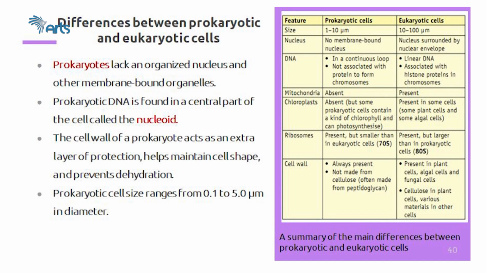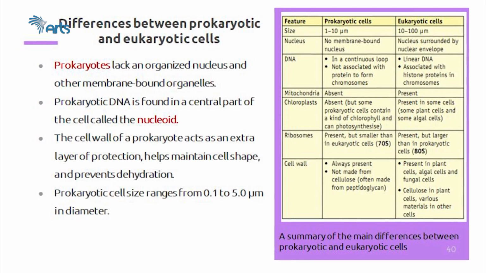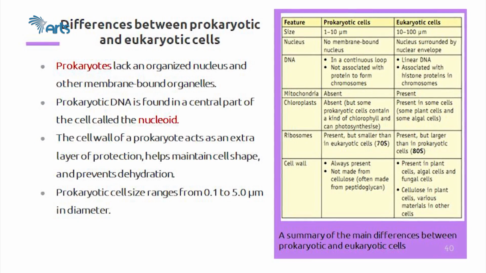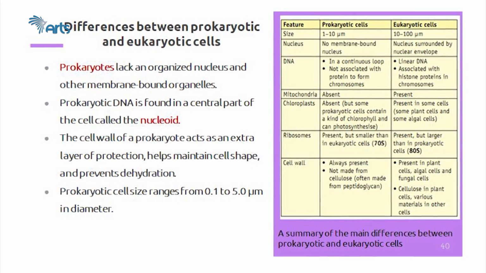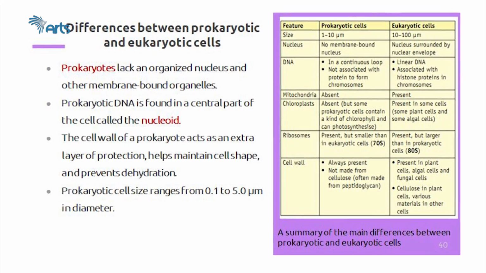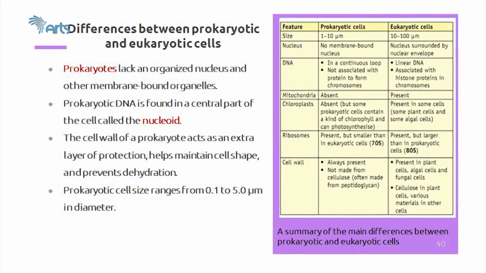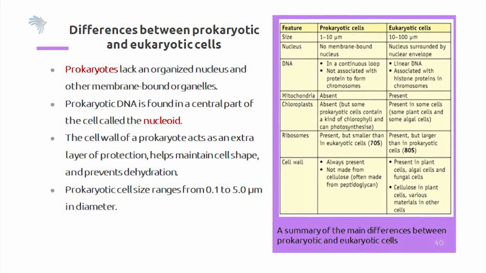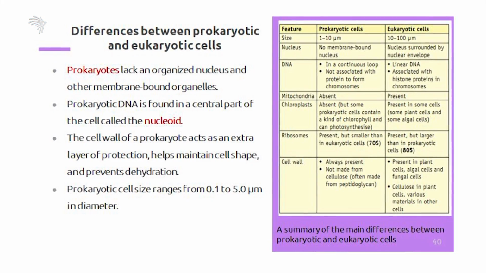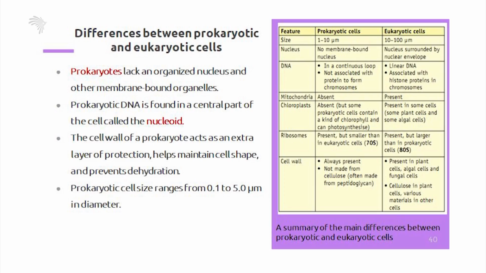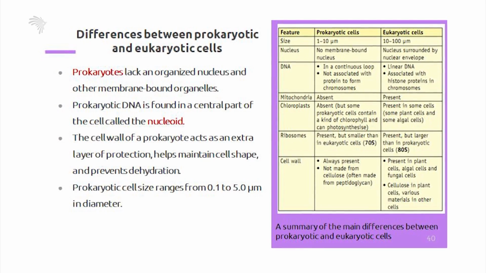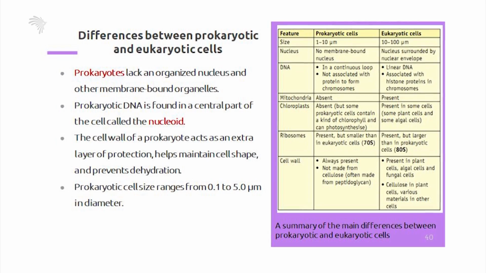Difference between prokaryotic and eukaryotic cells. These two cells do have their own differences and similarities. Prokaryotes lack an organized nucleus and other membrane-bound organelles. This is the major difference between eukaryotic and prokaryotic cells. Prokaryotic DNA is found in the central part of the cell called the nucleoid. The cell wall of the prokaryote acts as an extra layer of protection, helps maintain cell shape and prevents dehydration. Prokaryotic cell size ranges from 0.1 to 5 micrometers in diameter.